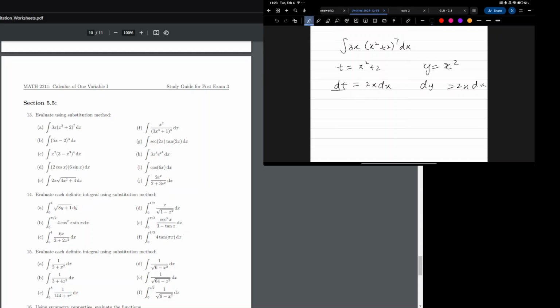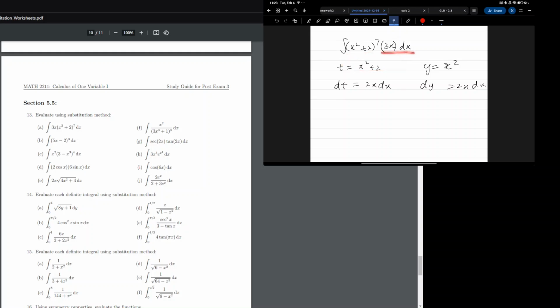Now let's look at our question. Let's rearrange it a bit. These are two functions over here. Let me rearrange them. Let's put this over here, and let's put this over here. Okay? Now I can clearly see that this is equal to this, so I'll be putting t over here.